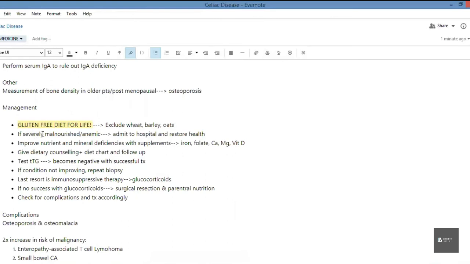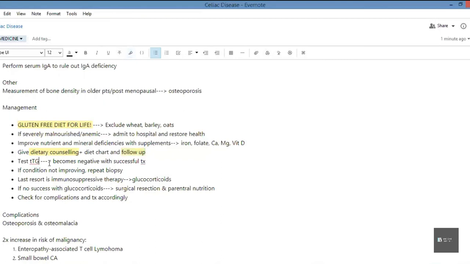If the patient is severely malnourished or anemic or extremely weak, we might consider admitting them to the hospital to restore their health. We can improve their nutrient and mineral deficiencies with supplements such as iron, folate, calcium, magnesium, vitamin D, depending on the specific deficiency that they have. We need to give them dietary counseling and a diet chart, preferably with recipes of all the gluten-free things that they can make and eat, and we must follow up. Follow-up is an essential part of the treatment.